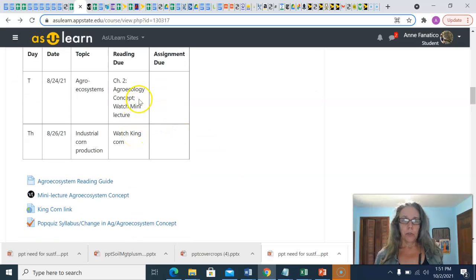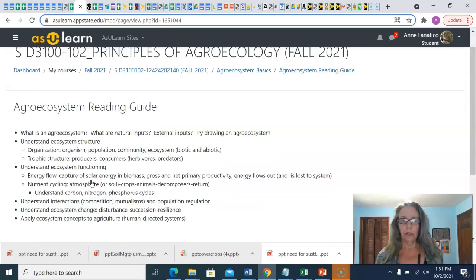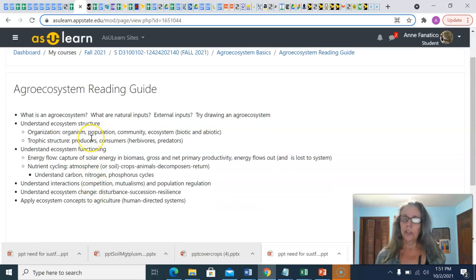All right, recall that once we started talking about the concepts of agroecology, we did have both the reading guide for chapter 2, so you are responsible for the material in chapter 2, and then we had a mini lecture that helped you. It's almost like a reading guide in itself. It really helps you focus on the key factors. And you can use these reading guides to help you prepare for the midterm exam, because I am likely to ask, what is an agroecosystem?